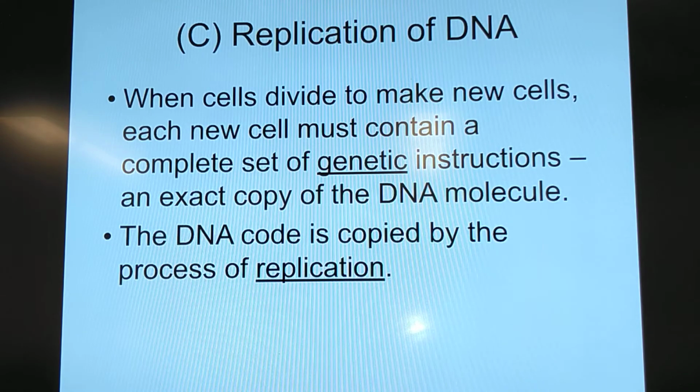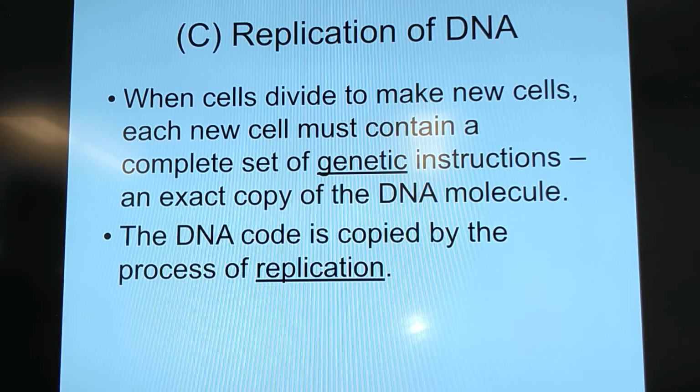When a cell divides, it makes new cells. Each new cell must contain the complete set of genetic instructions. We just went through a unit on mitosis, and in that unit we saw that the chromosomes are going to be pulled apart, and you're going to end up with 2 identical cells. Well, that means that the DNA had to be copied exactly in the first cell to make enough DNA for 2 cells to have the exact same thing. So a complete set of genetic information, an exact copy of the DNA molecule.